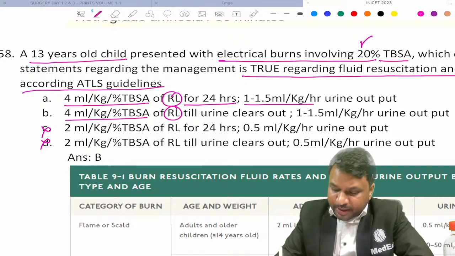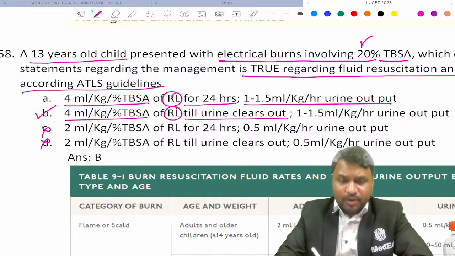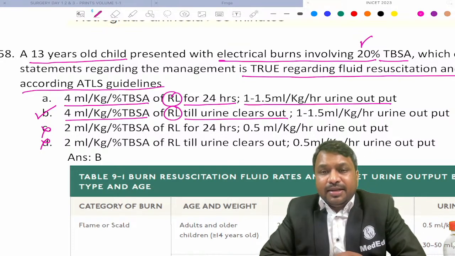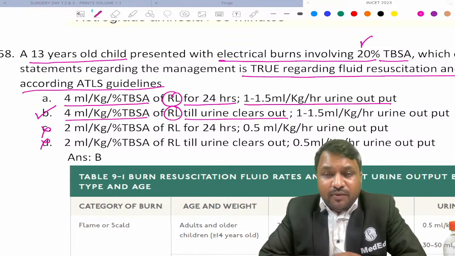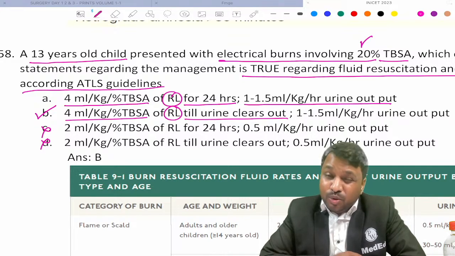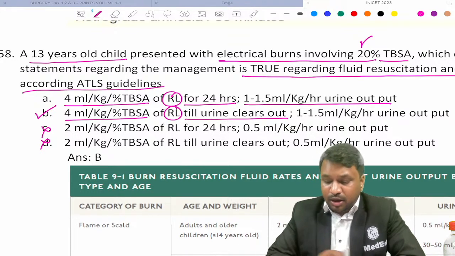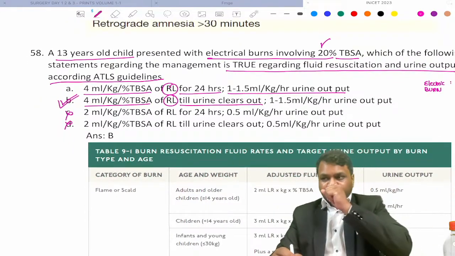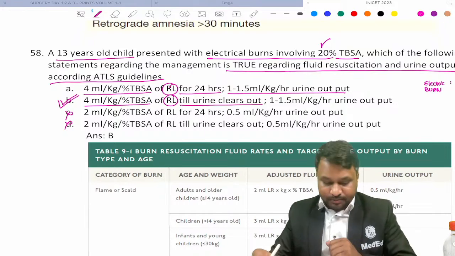1 to 1.5 ml per kg per hour is the urine output that is expected, or till the urine clears out. Till the urine clears out is a better option, because electrical shocks are associated with myoglobinuria, which will result in acute tubular necrosis. So for me to be sure, I need the urine to be cleared out. I cannot have a dark colored urine, irrespective of how much urine is produced. If the urine is dark colored, then you still continue to resuscitate to avoid acute tubular necrosis. Answer here is B for Bombay.